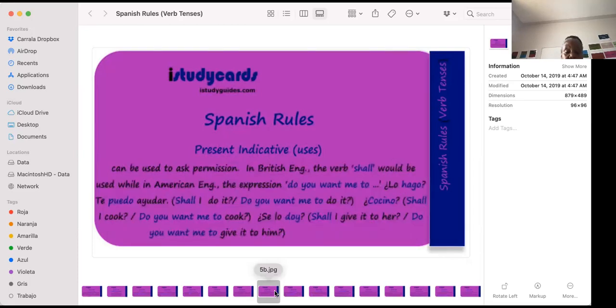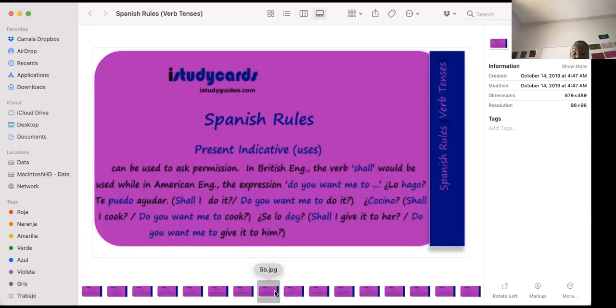Now, here we're talking about still using the present indicative. In British English, the auxiliary verb shall would be used, while in American English, the expression is do you want me to. In Spanish, that means lo hago. That would be the way you would say it in English. For example, te puedo ayudar? Shall I do it? Or do you want me to do it?